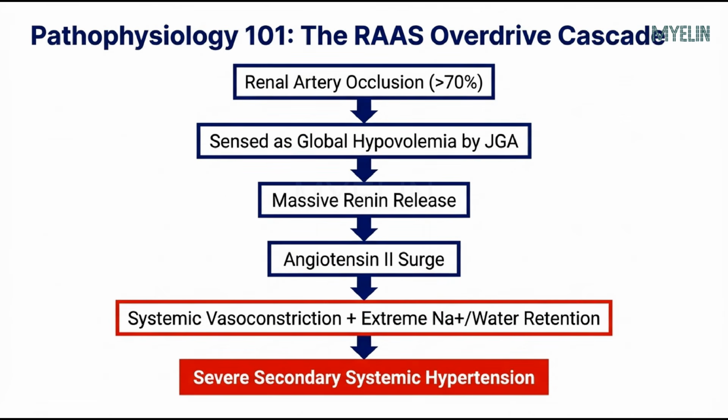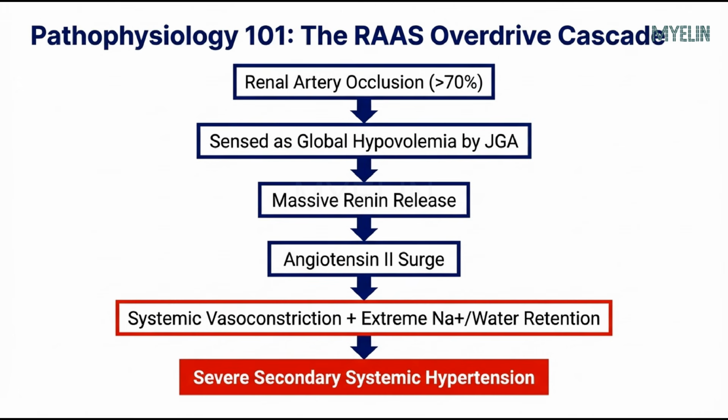Let us trace the pathophysiology of the renin-angiotensin-aldosterone system overdrive cascade. This is the physiological engine driving the entire disease process. It begins with that critical renal artery occlusion greater than 70%. The juxtaglomerular apparatus inside the affected kidney senses this localized pressure drop as global hypovolemia. The kidney incorrectly assumes the entire body is volume depleted. In response, it unleashes a massive release of renin into the bloodstream.